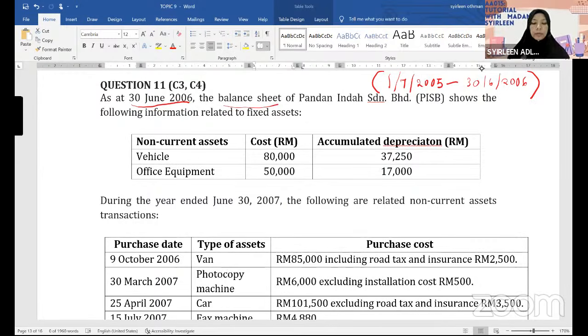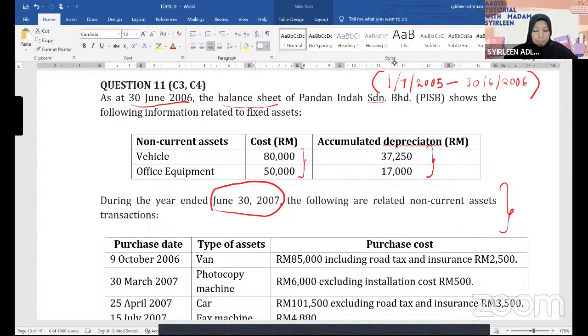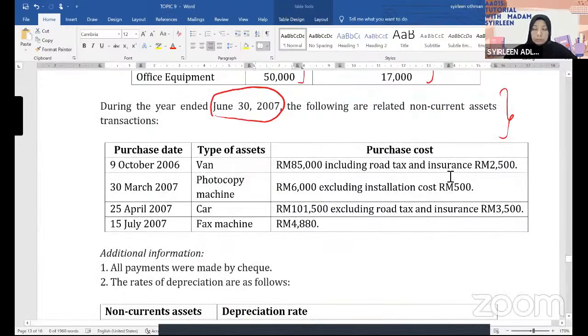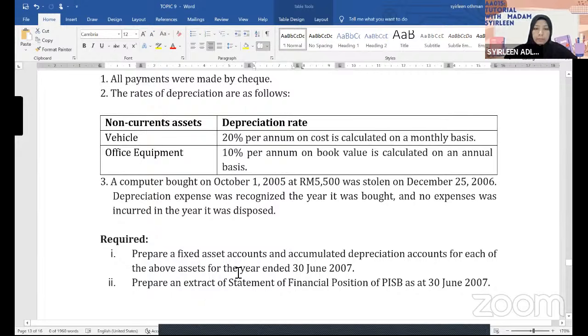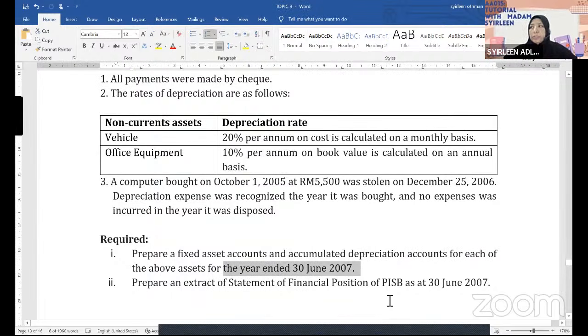Okay, yang ni kena tengok dulu. Sebab nak kira apa yang masuk, apa yang tidak, based on the transaction given. Okay, so you already have two assets. So this is the cost of the asset and this is the accumulated depreciation to the date. Okay, so during the year ended 30th June 2007, following transaction ada berlaku. Okay, so bear in mind yang awak nak catat hanyalah untuk the year ended 30th June 2007. So saya nak buat sehingga tutup account saja.